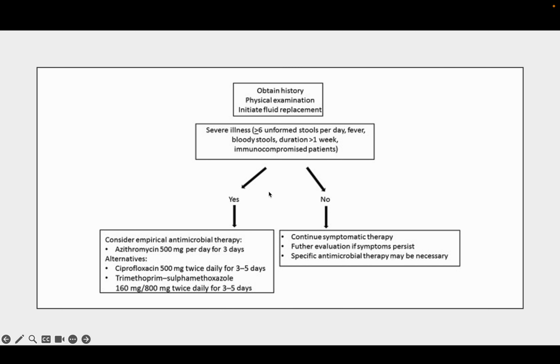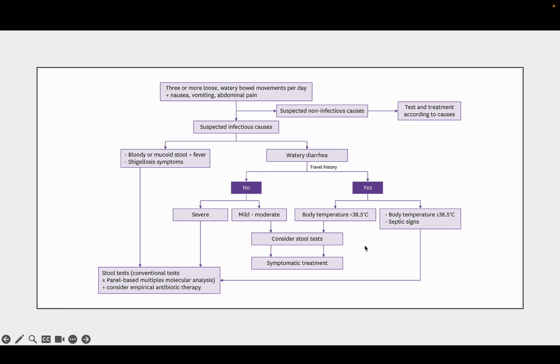So again, anything severe, more than 6 hours, blood, duration more than that, if any of this is positive, you go for antimicrobial therapy. If there is nothing, just continue symptomatic treatment. If needed, you can start them on therapy. So again, I want to highlight these points. Just a watery diarrhea, traveler history is present, generally if the temperature is less than 38, just go for symptomatic management.